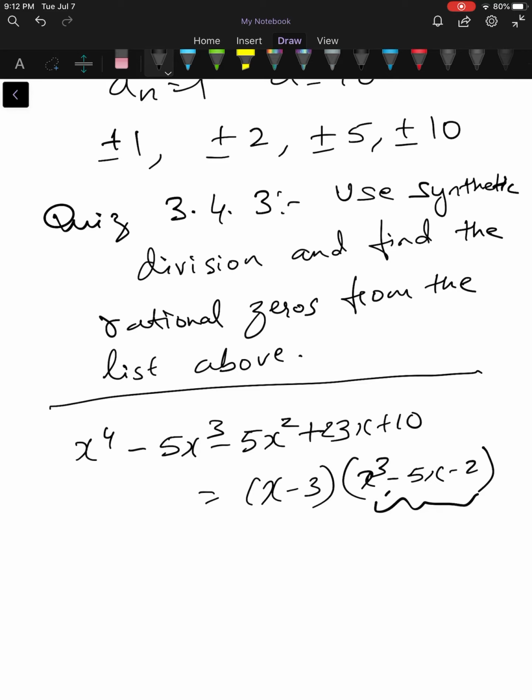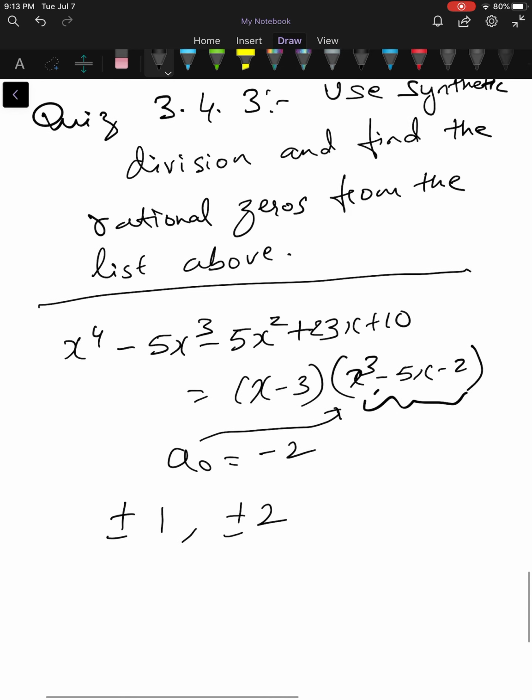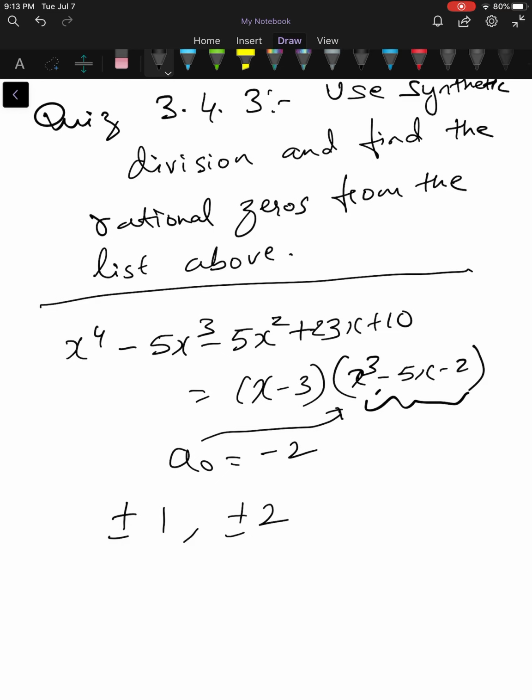So the constant is negative 2. So this is with respect to the quotient. Now what are all the possible zeros that we get for the quotient? That would be plus or minus 1 and plus or minus 2. Correct, for the quotient. So we already know that 1 and 2 are not zeros of the above equation.